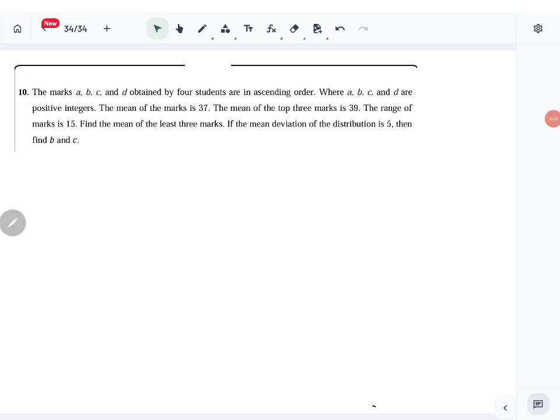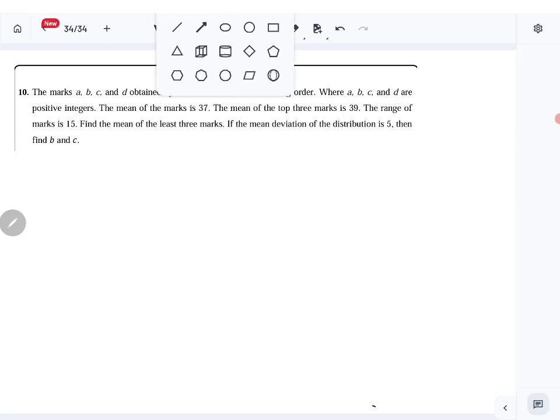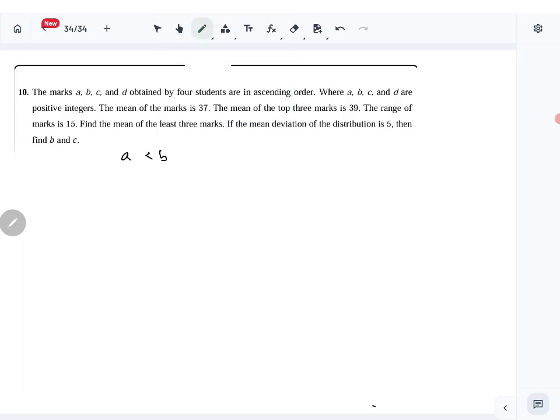Let's look at question number 10 of the applied paper, which is the statistics question. Marks A, B, C, D obtained by 4 students are in ascending order. So that means this is the order of the numbers: A is less than B, B is less than C, C is less than D, where A, B, C, D are positive integers.